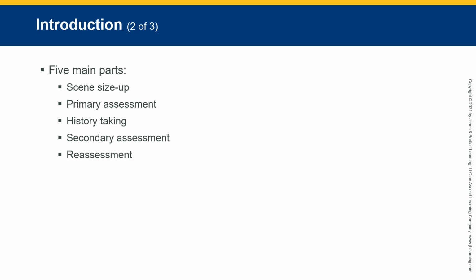All right, there are 5 main parts of an assessment: your scene size up, your primary assessment, history taking, secondary assessment, and reassessment. Scene size up starts at dispatch. What I mean by that is, when it's dispatched on X road, you know what you're expecting when you go to X road. You know your areas. I know that every one of you has at least one address that you recognize. And if you're not responding with the department, you know at least one name that when it comes across the screen, you know who it is.